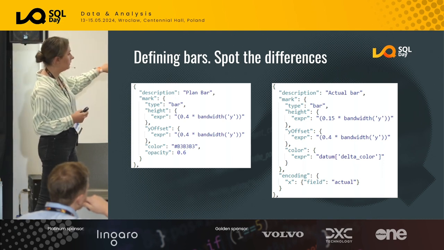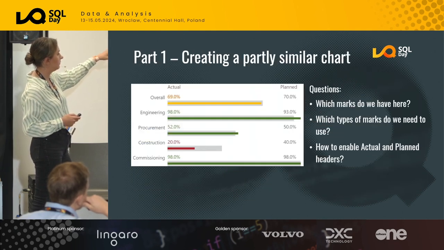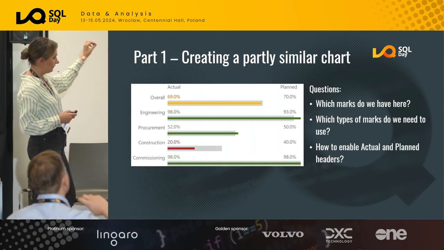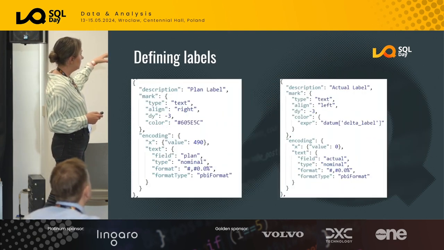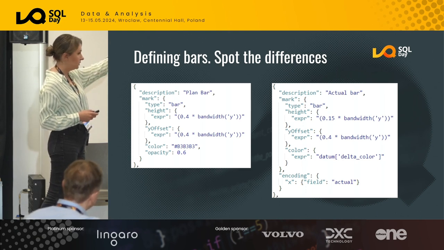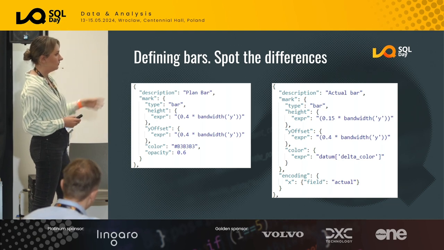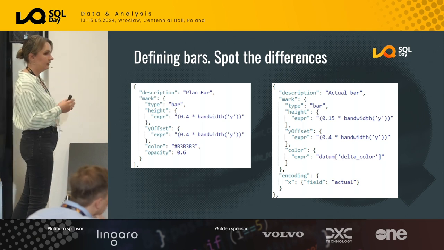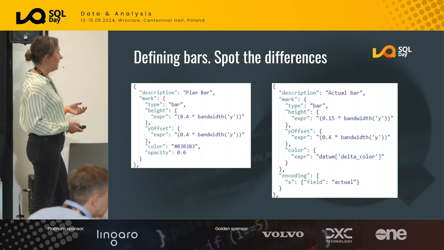Then the color, again, for the plan, I want it to be gray, so I leave it static. For the actual, I want it to be of a different color depending on the condition that I have. So here I have my expression, and I just use the delta color from my transform section. The datum, I think, means the data set that I have, and this delta color is added to my data set after I define it.